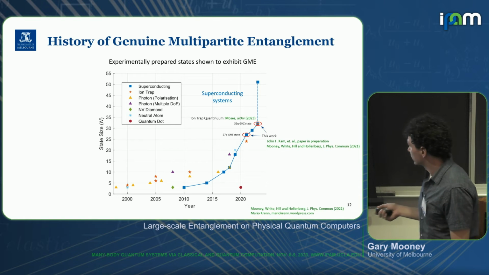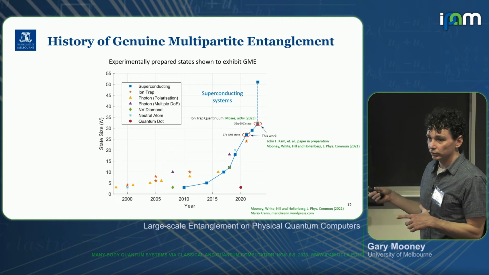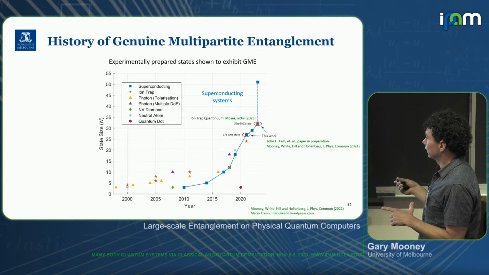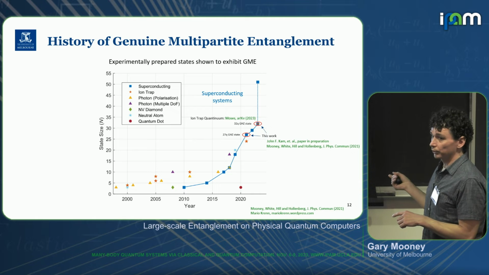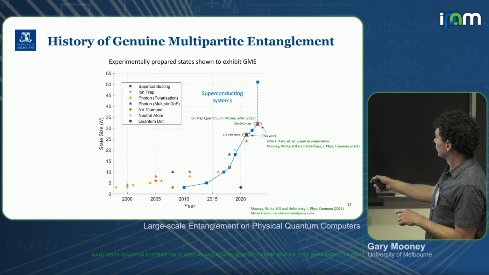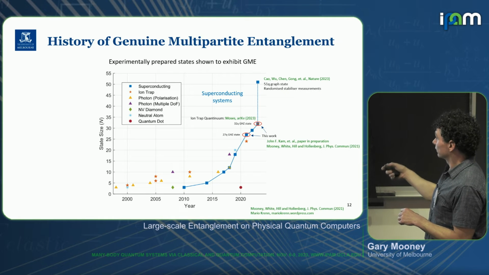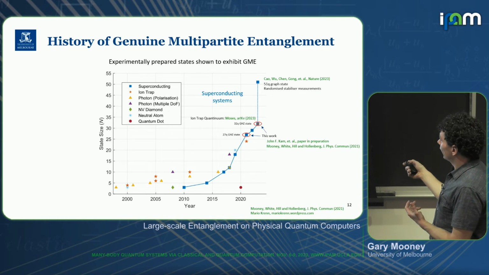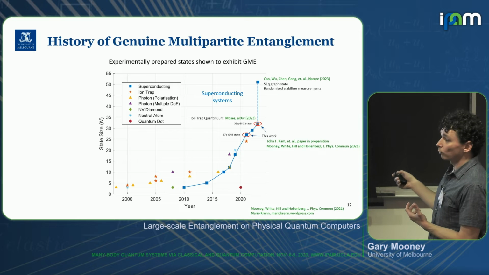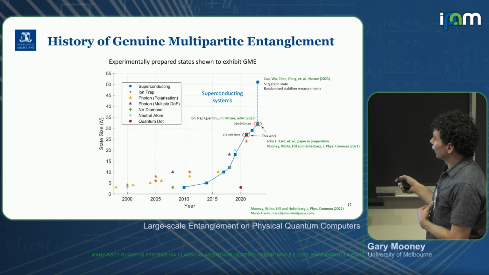So this is the history of states that have been entangled so far for quantum computing, in particular universal quantum computers. And you can see that these are our works that we've got. And then actually this year, not long ago, China came out with this paper where they found a 51 qubit genuine multipartite entangled state, which is quite impressive.